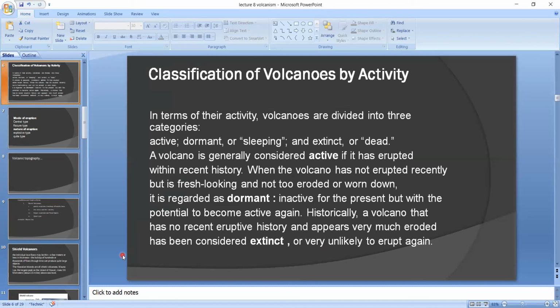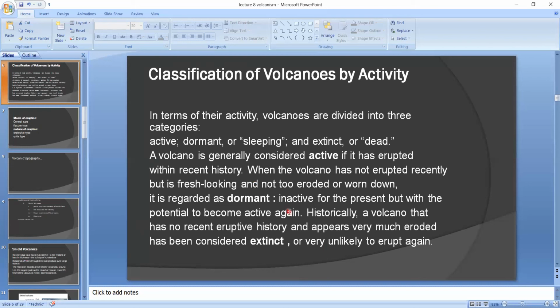Now let's talk about what are dormant, active, and extinct or dead volcanoes. If a volcano is active, it means it has erupted in recent history, like 10 years ago, 20 years ago, 30 years ago, and you know that it will erupt again. So you will say that the volcano is active.